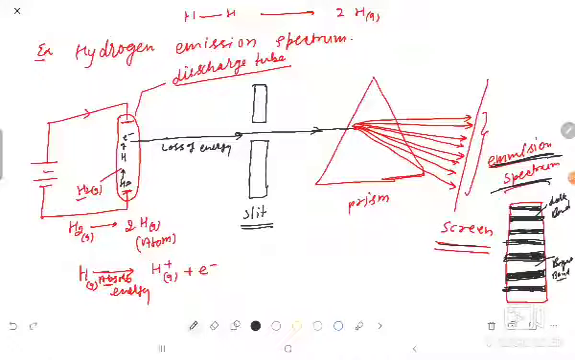As a whole, this emission spectrum is known as a line spectrum, because all of these are arranged in lines. That is why it is known as a line spectrum. And this screen is the photographic plate, where you are going to record all of this.